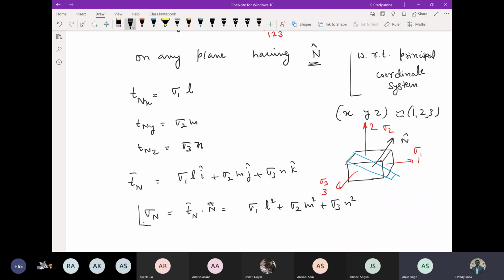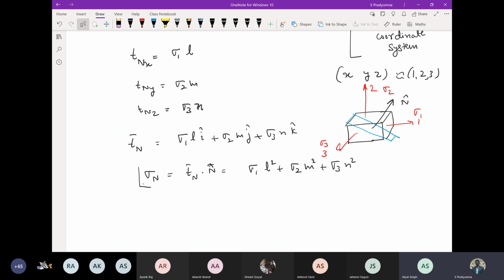No, sir. No, not exactly, because they are not the principal plane. Any arbitrary plane I'm considering, right? They are not the principal plane. Therefore, I also get tau s on this. Tau s on this can also be obtained. So what is the value of tau s in that?